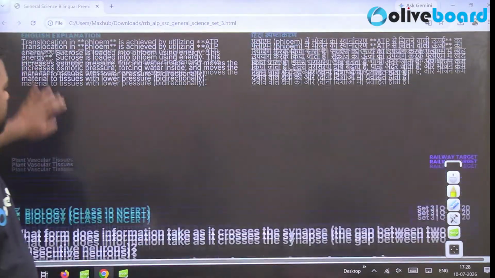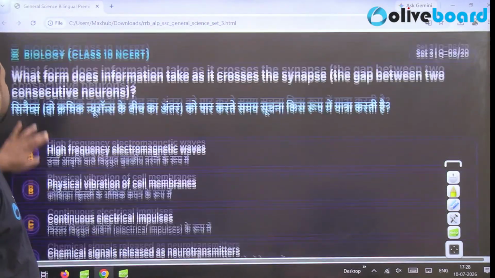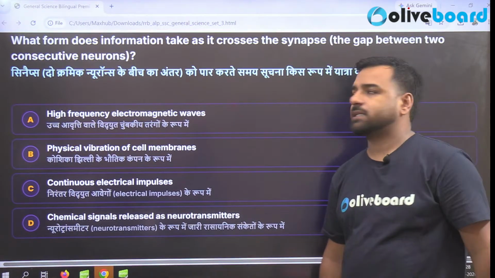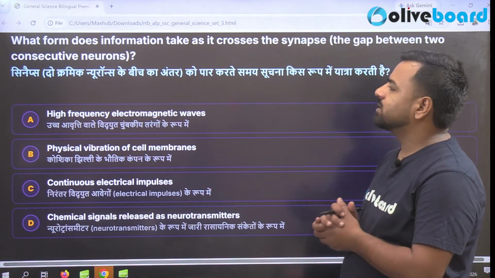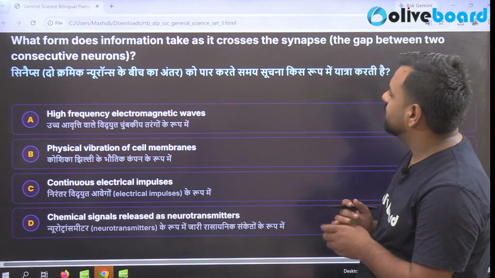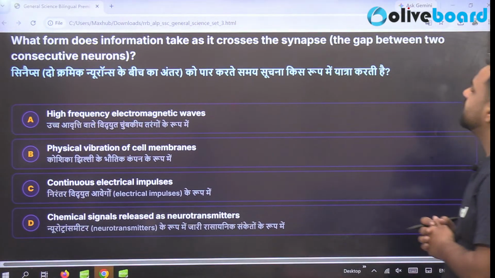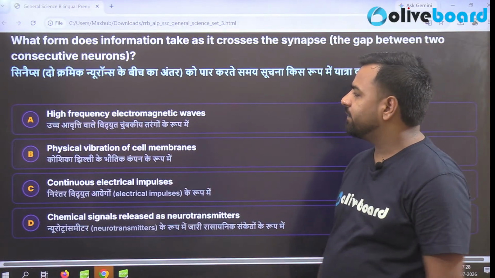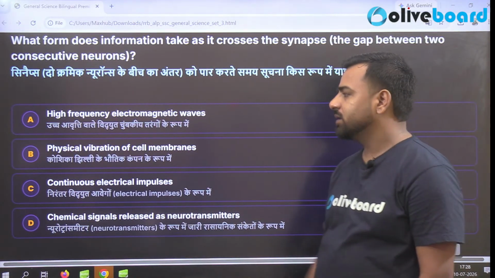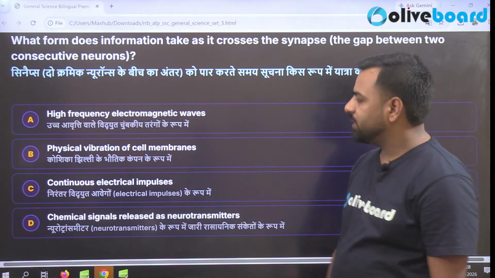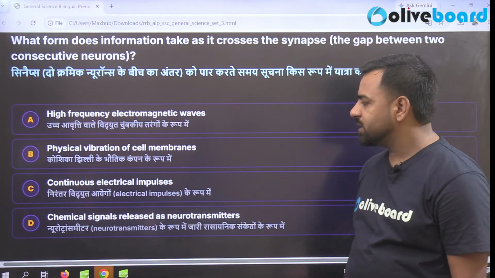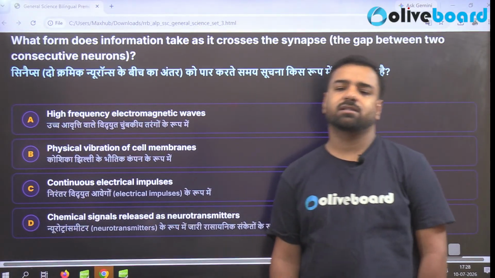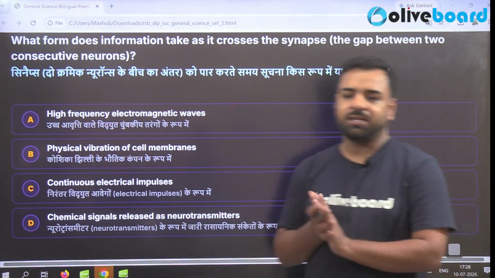So the next question is this. Okay, so that's from bio. From the bio, it's from the nervous system basically. What form does information take when it crosses the synapse, that is the gap between two consecutive neurons? First one is high frequency electromagnetic waves, physical vibration of cell membranes, continuous electrical pulses, or chemical signals released as neurotransmitters. What do you think is the correct answer?